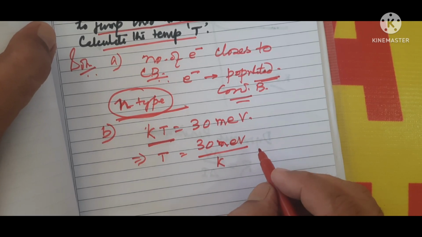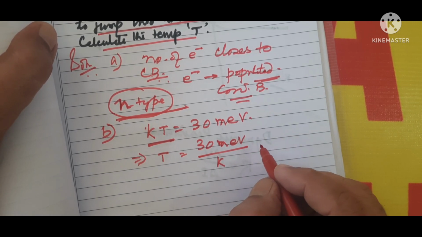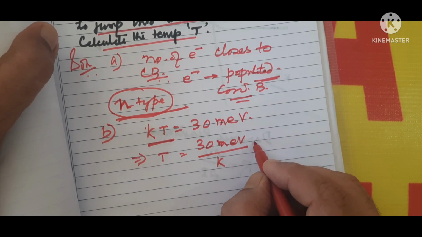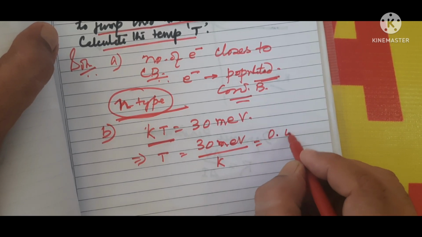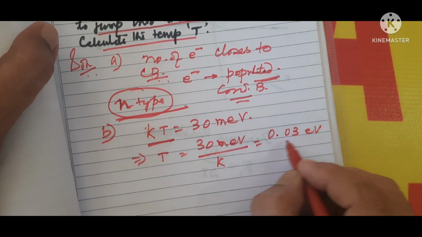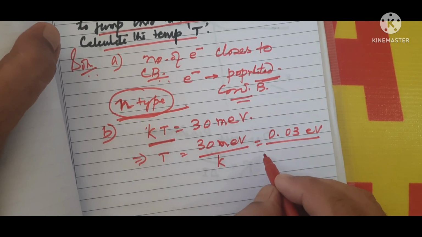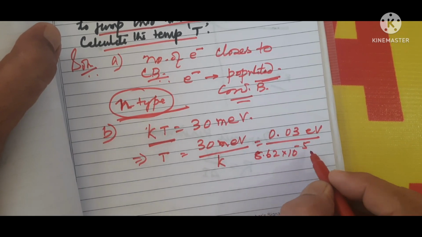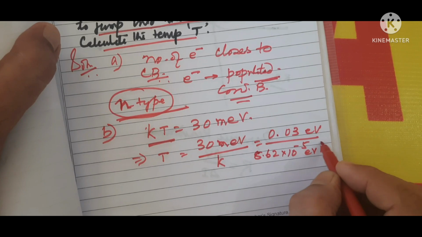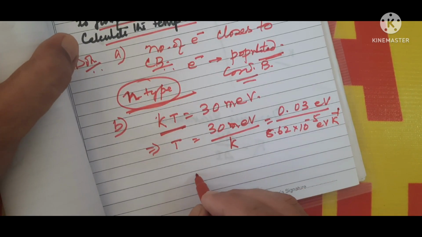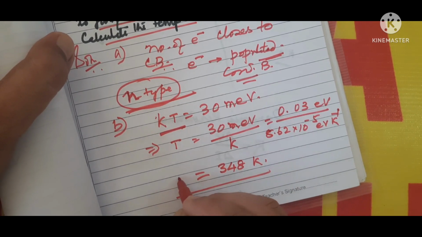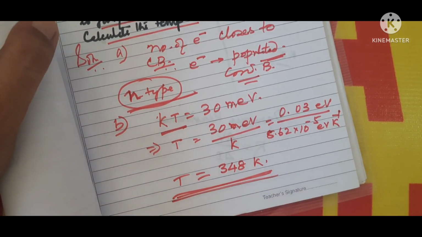By putting the value of k, which is 8.62 into 10 to the power minus 5 electron volt Kelvin to the power minus 1, we can write it, milli is there, so 0.03 electron volt by the value of k, 8.62 into 10 to the power minus 5 electron volt per Kelvin. If you calculate, I am using the calculator, its value is around 348 Kelvin. That should be the absolute temperature required.